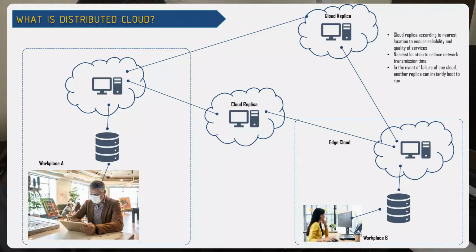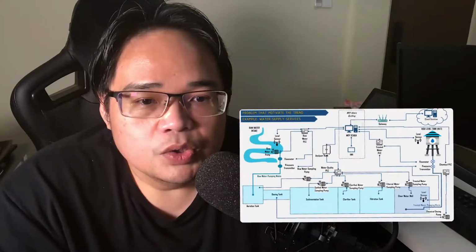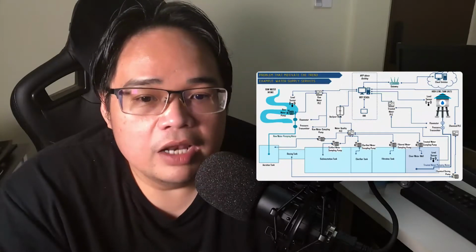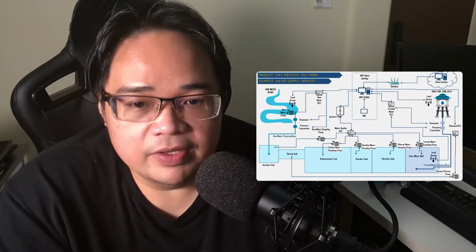And the nearest location is there to reduce network transmission time. In the event of failure of one cloud, another replica can instantly boot to run. So this is how distributed cloud works, and why it has become a trend right now. So I would like to elaborate more on the problem that motivates the trend.